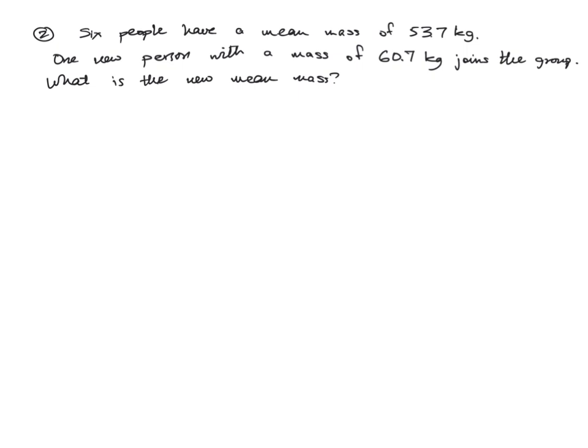All right, 6 people have a mean mass of 53.7 kilograms. One new person with a mass of 60.7 kilograms joins the group. What is the new mean mass? So the X bar so far is 53.7, but there were 6 people. So the total mass beforehand was 53.7 times 6, which is 322.2 kilograms.